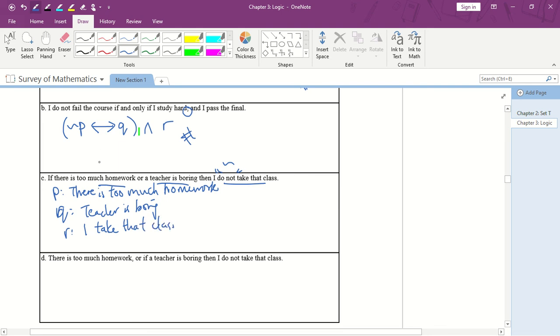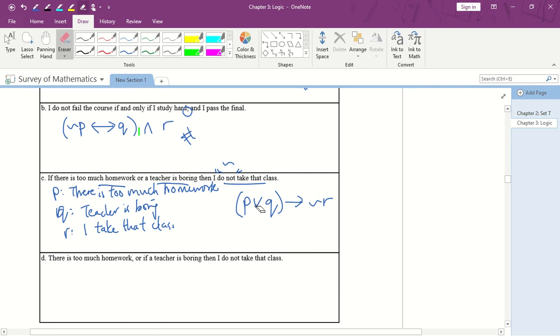Okay, so look here. If there is too much homework, or the teacher is boring, this or is using the disjunction. Then I do not take that class: negation R. You might be confused why I put the parenthesis here because there's no comma here, right?